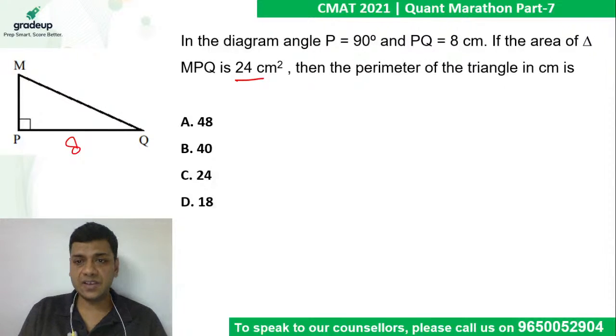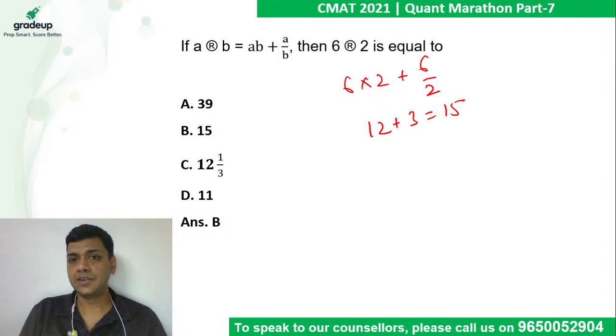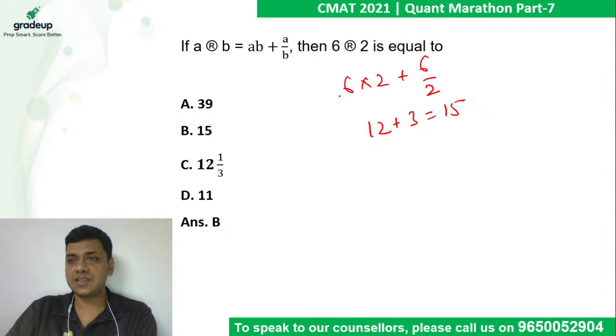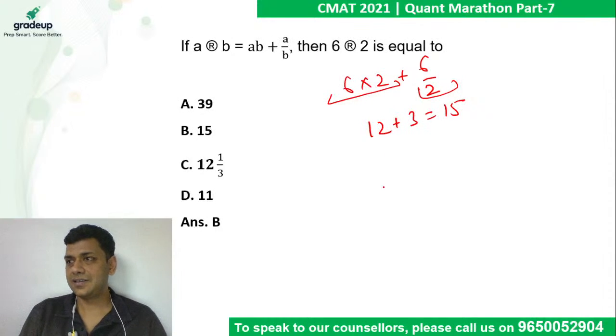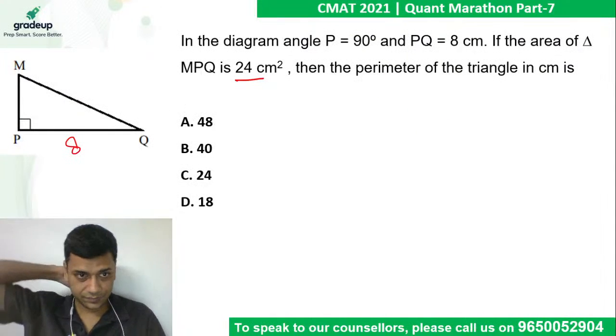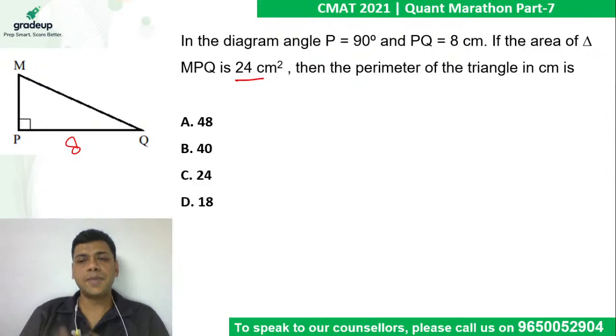No Vanshika, the answer was 15. So basically it was 6 into 2 plus 6 upon 2. Remember BODMAS. We have to multiply and divide first, and then we need to add. So the answer was 15, not 39. Perimeter of this triangle. Yes guys.